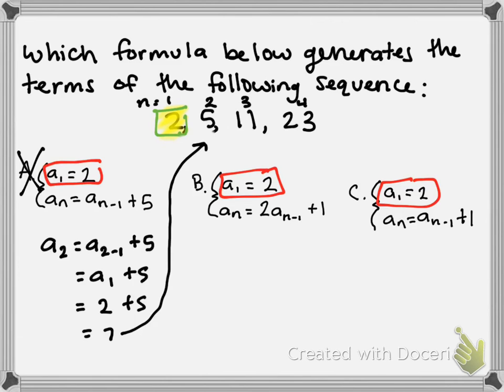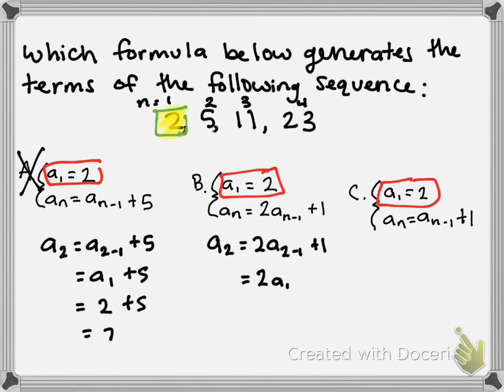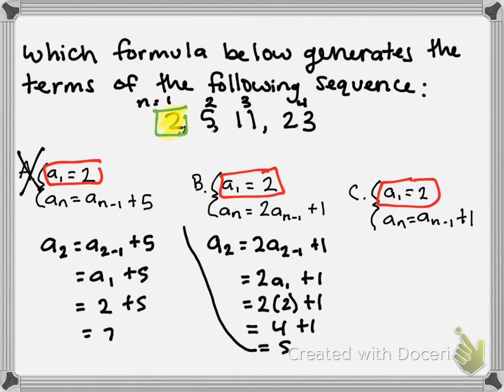All right, what about this next one? The value of the second term should be 2 times the value of 2 minus 1 plus 1. 2 times the value of the first term plus 1. Well, 2 times the first term is 2 plus 1. 2 times 2 is 4, and 4 plus 1 is 5, right? That's 5. That works, so we're not going to rule it out yet.